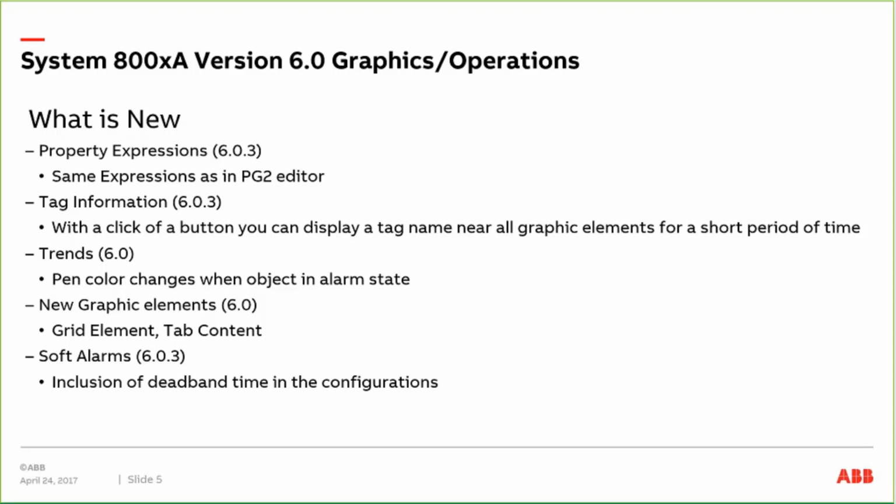What's new in 6.0 in all versions is with our trends, we can actually have the pen color for a trend change when that is in an alarm state. It won't change for the whole entire trend, it'll only change for the portion of the trend that is actually in an alarm.